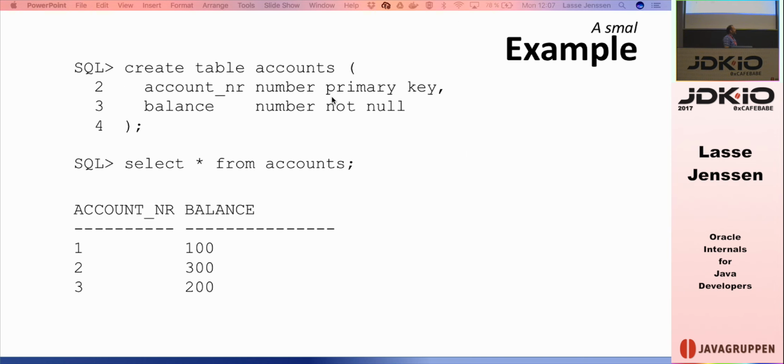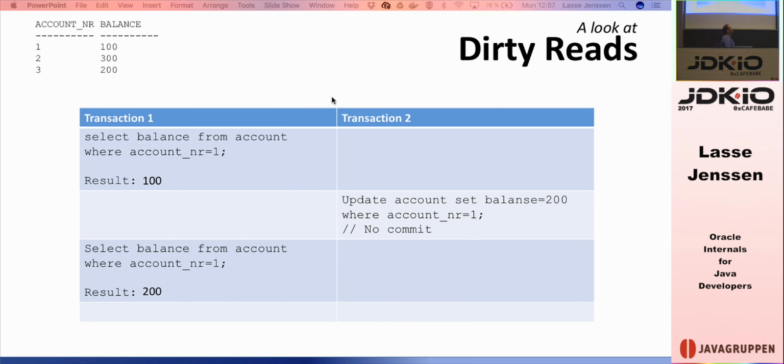So if I have a table of accounts where I have 3 accounts, with 100, 200, and 300. From transaction 1, I do a select, I query account number 1, and the result is 100. In another transaction, I do an update with no commit. I do a second select, and I don't see the change. Oh, sorry, I see the change. That's a dirty read. I'm allowed to read something that is not committed.